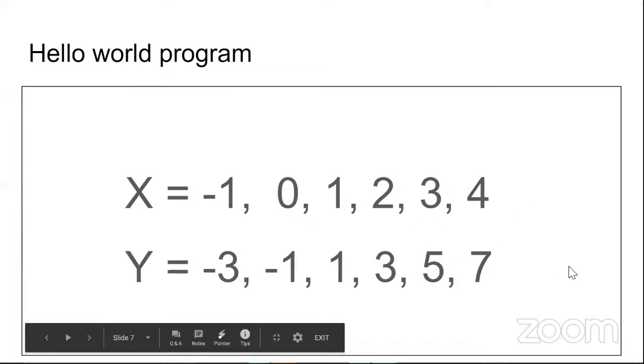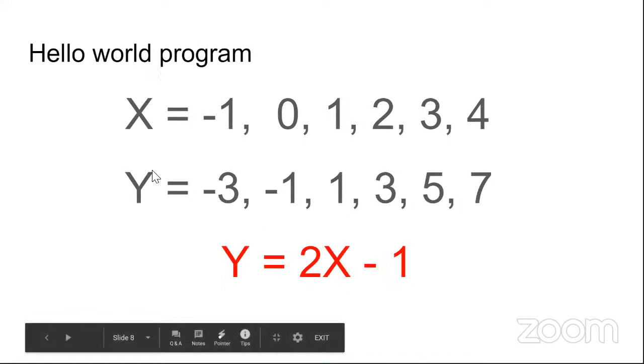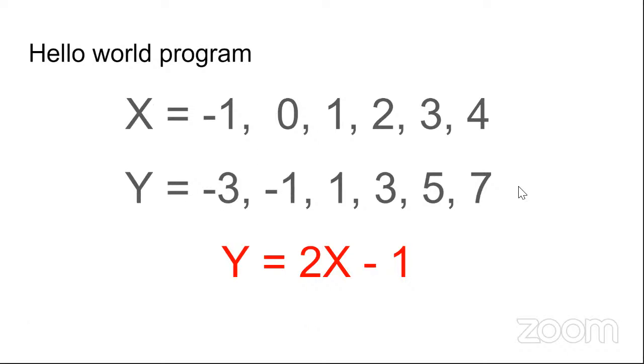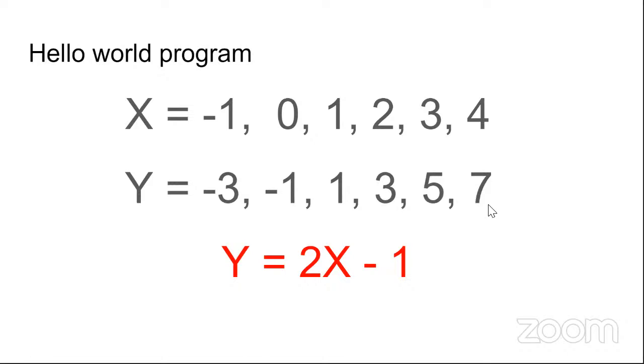Y is equal to twice of X minus 1. Correct. Very good. So this is the relationship between both the X terms and Y terms. In the Hello World program which we'll be doing today, I have a set of numbers in X and a set of numbers in Y. The machine will see all those numbers, and then predict the relationship between X and Y. If I put the 10 value here, 10 into 2 is equal to 20, and if I minus 1 from it, I should get the answer 19.